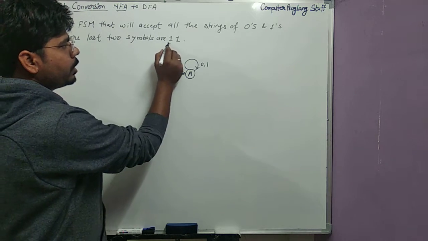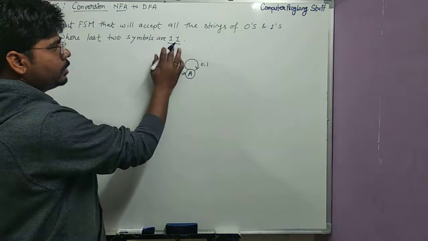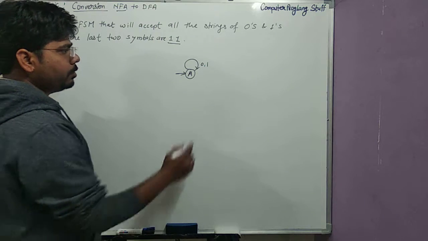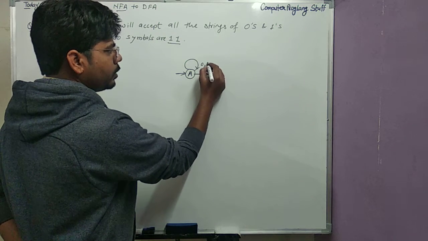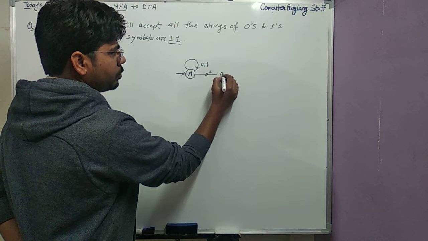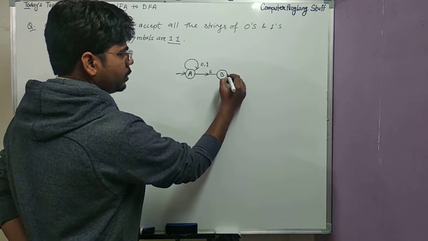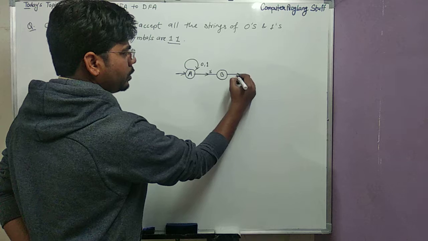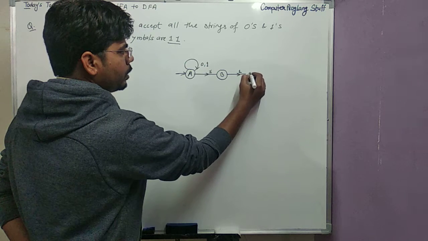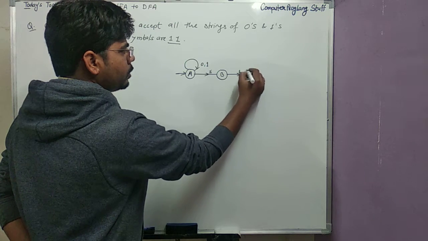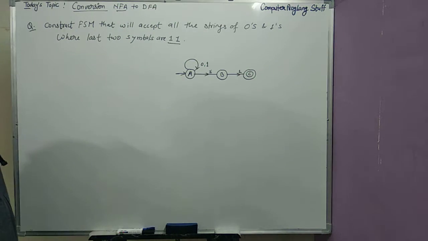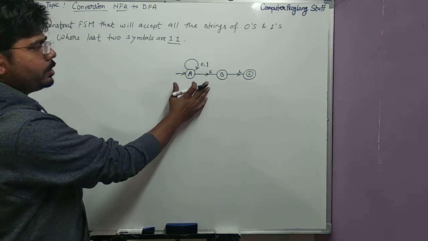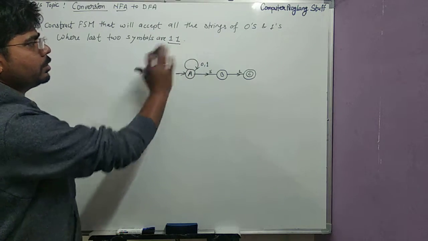The second condition is that the last symbols should be 1 and 1. So on 1, you will be in state B, and on 1 again, you are at state C. So this is how you can easily construct an NFA for this question.